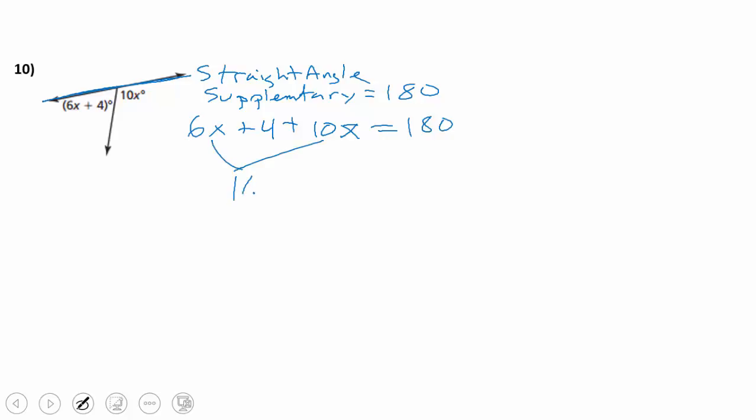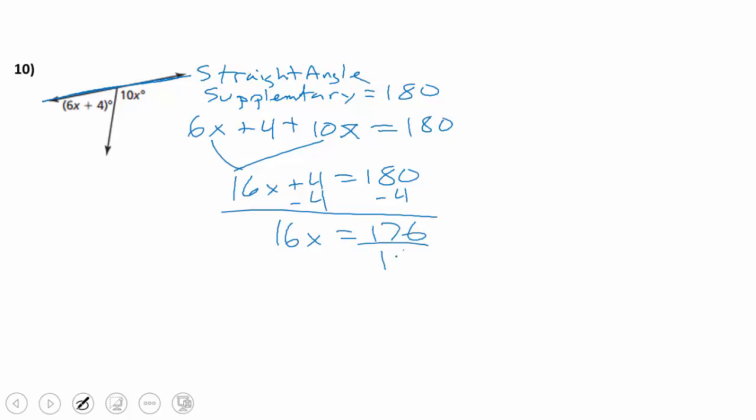Combining like terms, 16x plus 4 equals 180. Isolating and keeping balance, first thing we're going to do is undo the addition with inverse operations because they are on opposite sides. Using the properties of equality, 16x is now equal to 176. Dividing by 16 using multiplicative inverse and properties of equality, x is equal to 11.